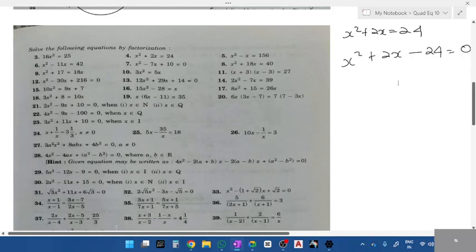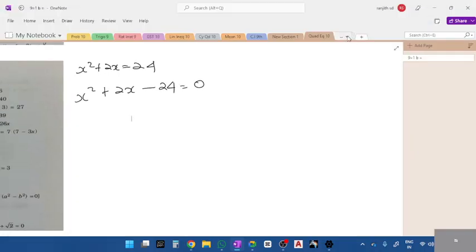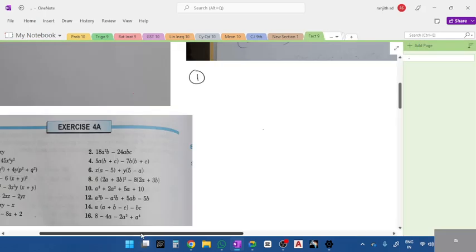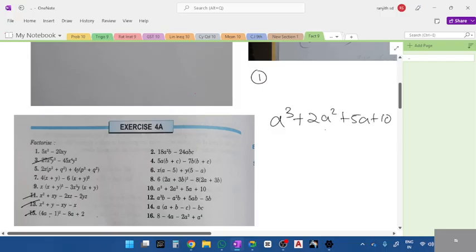No, usually here you don't have four terms. Look, here we have a four-term question. Look at the 10th question, all of you: a³ + 2a² + 5a + 10. Total how many terms do we have, students? Four terms. If there are four terms, how do you solve?